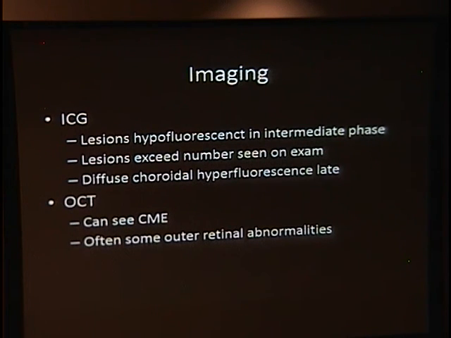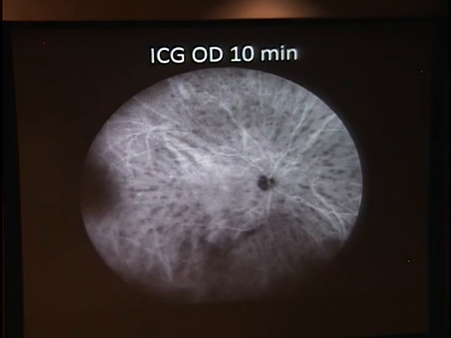The OCT, you can see macular edema, and sometimes you'll see some outer retinal abnormalities, which were not as prevalent in our patient. So just to review the ICG again, these are those hypofluorescent spots, and we certainly didn't see that many yellow lesions on the color fundus photos, but we see a lot of them here.